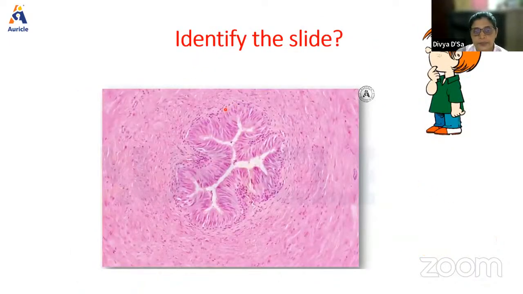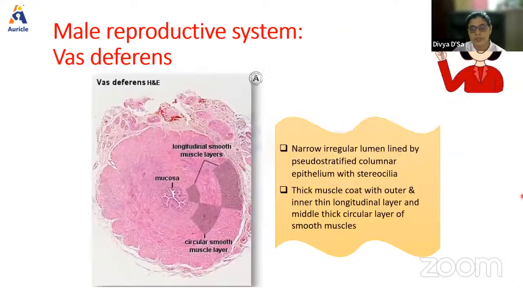Here again, the lumen is a luminal structure, and it is lined by pseudostratified epithelium, okay. This one we identify as vas deferens. Like the ureter and the bladder, it will have the outer and inner longitudinal and middle circular layers. The only thing is, we have to identify the lumen with the pseudostratified columnar epithelium.